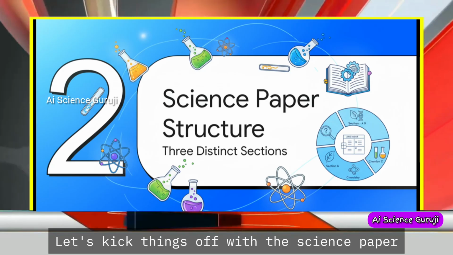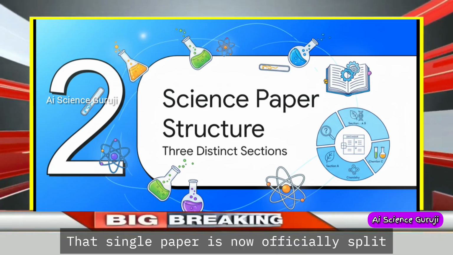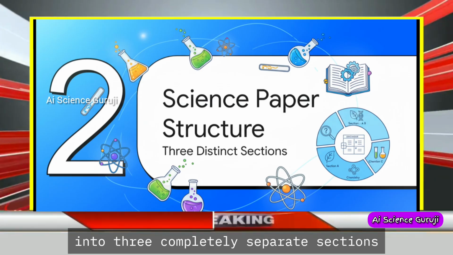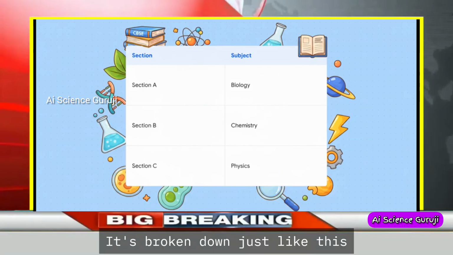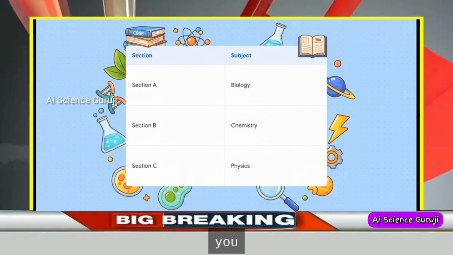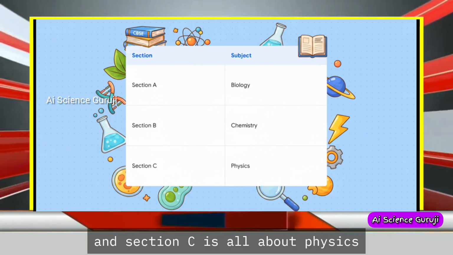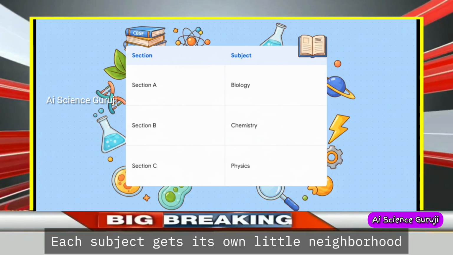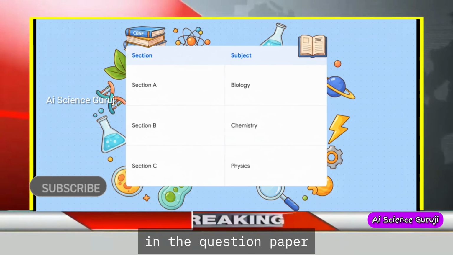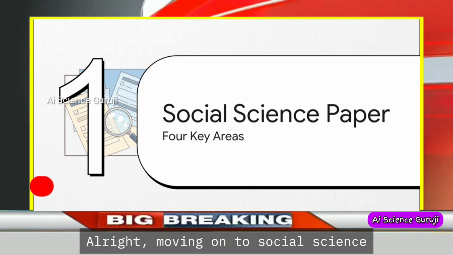Let's kick things off with the science paper. Forget what you're used to. That single paper is now officially split into 3 completely separate sections. It's broken down just like this. Section A is now dedicated to biology. Section B is where you'll find all the chemistry questions, and Section C is all about physics. Each subject gets its own little neighborhood in the question paper. Simple enough, right?